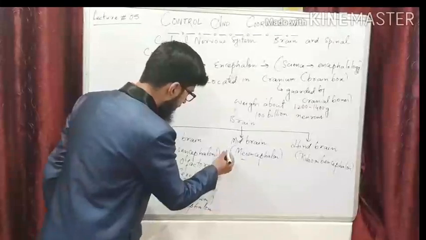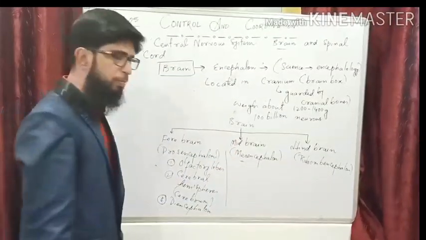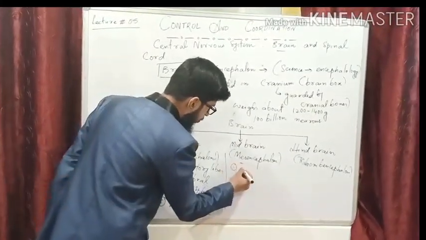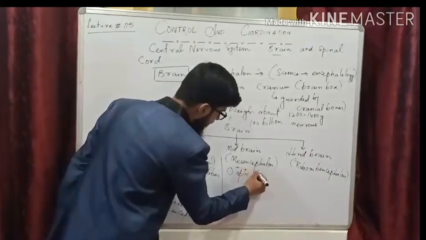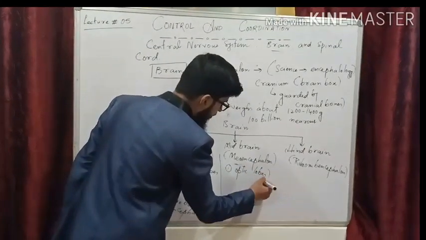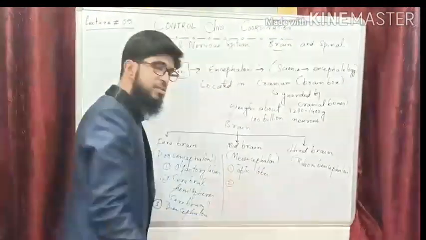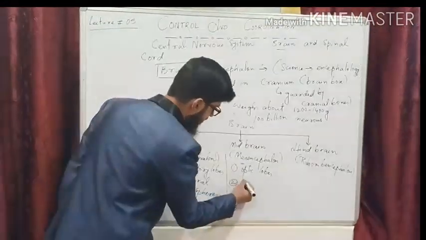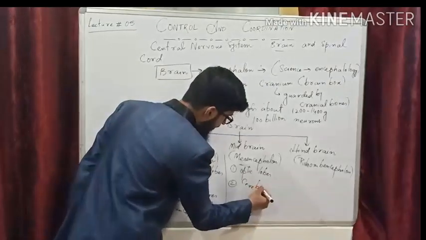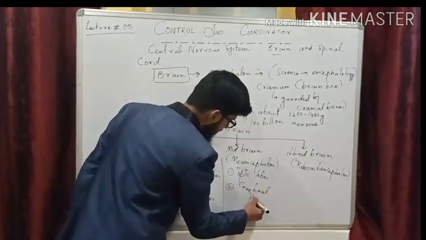The midbrain has two parts. One is the optic lobes, which are also two in number. Another part of it is the cerebral peduncles.